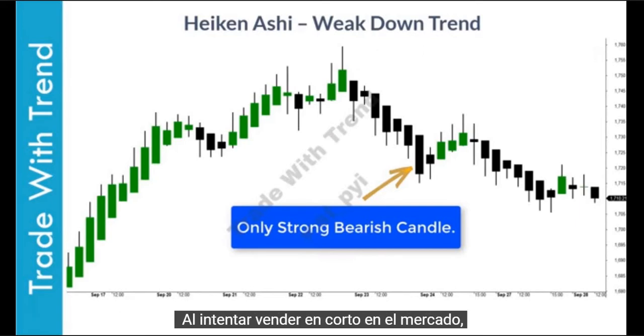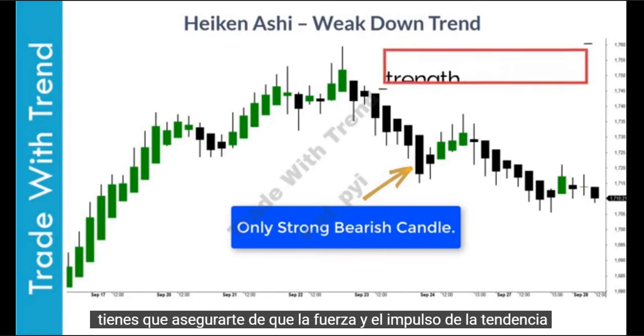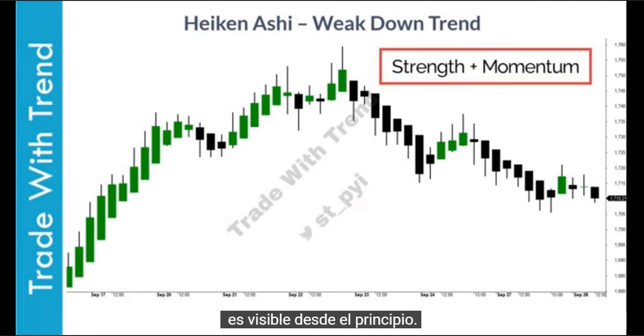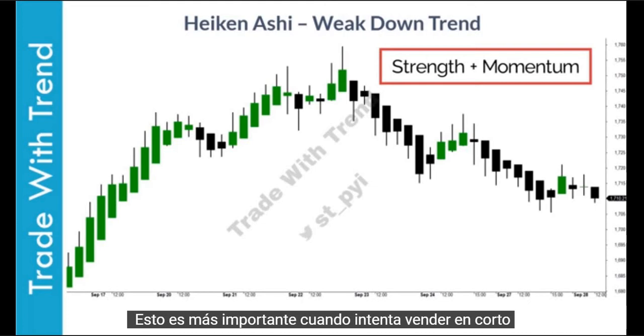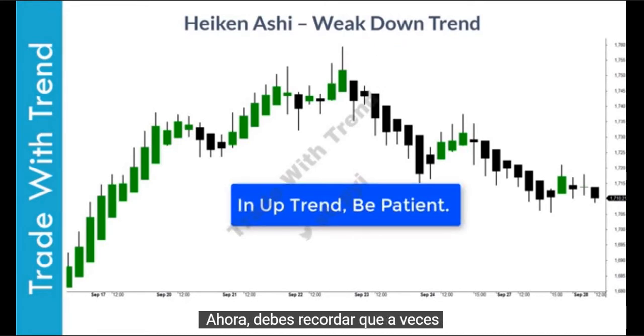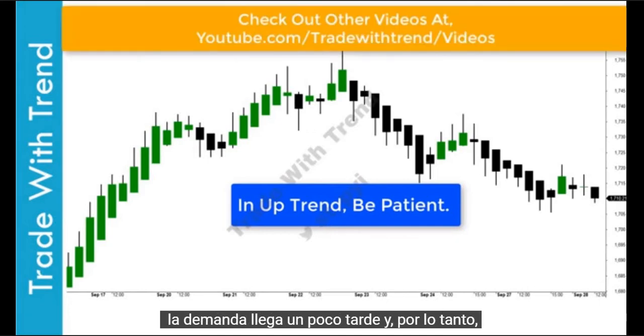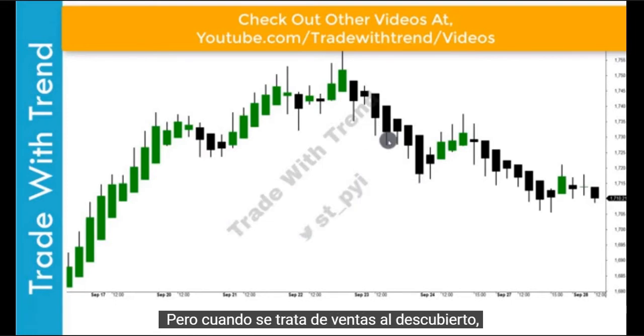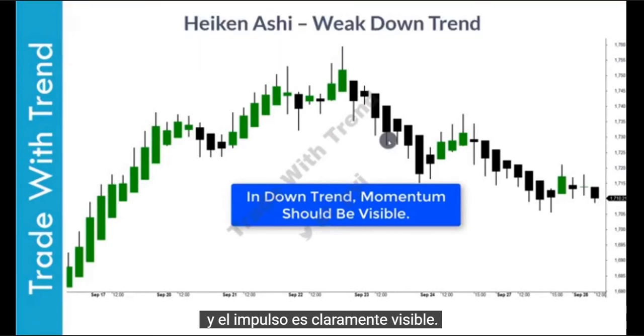Now, while trying to short sell in the market, you have to make sure that trend strength and momentum is visible right from the beginning. This is more important when you're trying to short sell than when you're looking to buy into a stock. Now, you need to remember that at times demand comes in a bit late, and therefore when you're buying into a stock, you need to be patient. But when it comes to short selling, you have to ensure that trend strength and momentum is clearly visible.